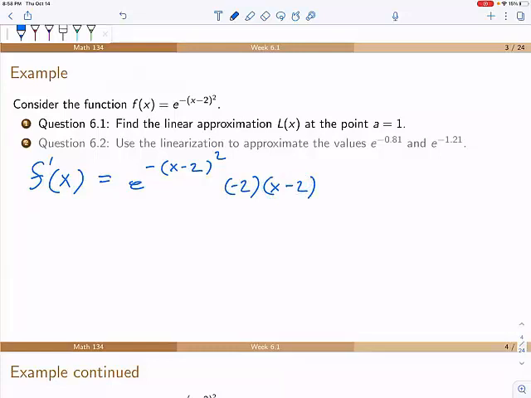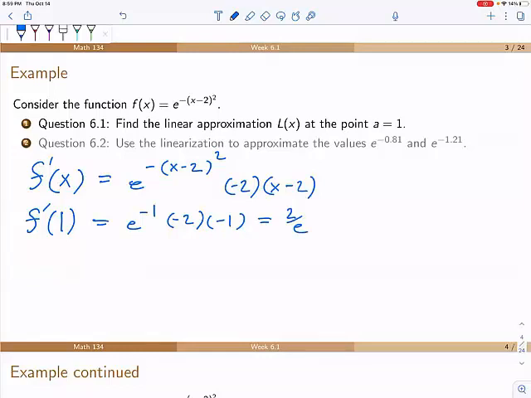We would like the slope of our tangent line at the point a equal to 1. So I'm going to plug in 1 to our derivative and see what we get. In the power, we get -1. So it would be e to the power of -1, multiplied by -2, and then multiplied by 1 minus 2, which is -1. So all multiplied by +2, giving us 2 over e. That is the slope of our tangent line.